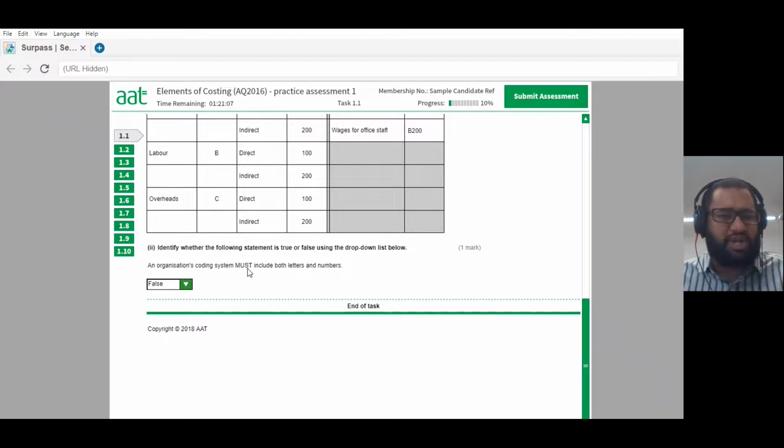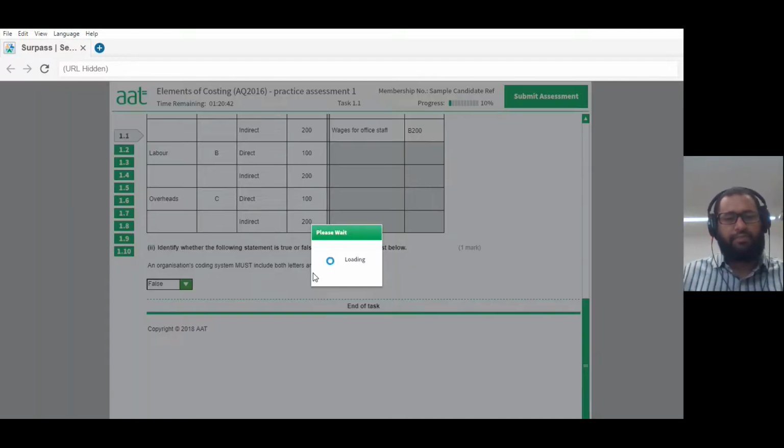So this answer is going to be false. There are no set rules. You must use both? No. You can just use numbers, you can just use letters, or you may use something special. It doesn't matter. So for you guys, it is important to remember these particular words: always, always, always. I'm using that word again, always, because it can be your deterrent. That means the answer is mostly going to be incorrect.